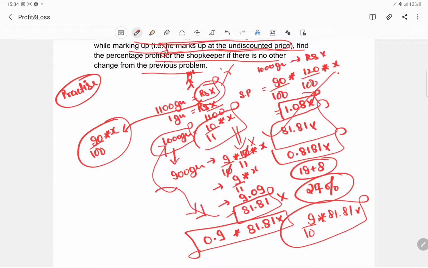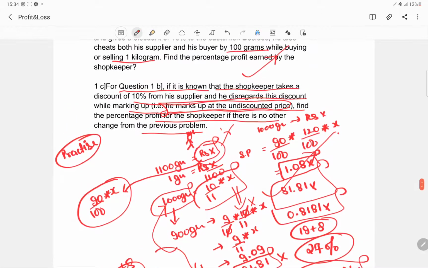You will actually end up getting 72 something, and this would be like 28 plus 8, so this will be like 36% profit. So in this case, he is earning the maximum profit, and there is an unlimited amount of cheating going on. You got the point, na? Matlab, in this very question, what just happened was that he actually said, give me a discount of 10%, and he didn't mark up or change the price.